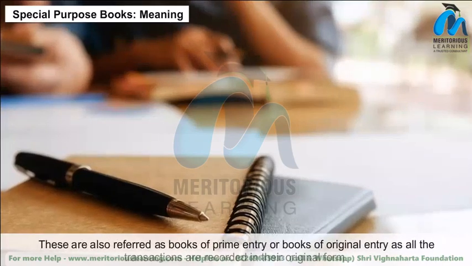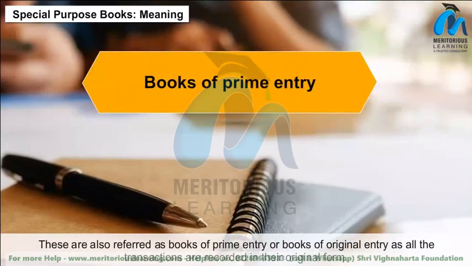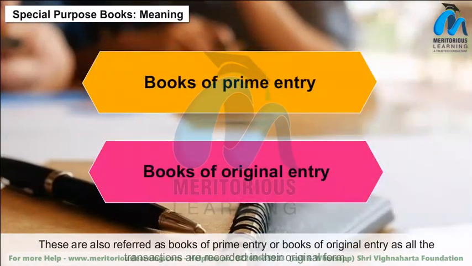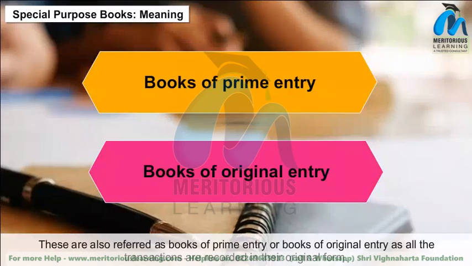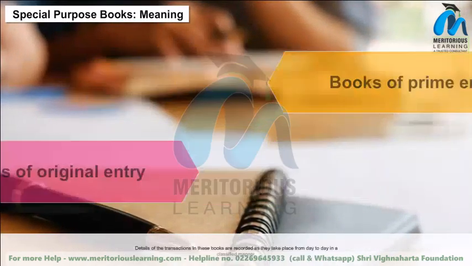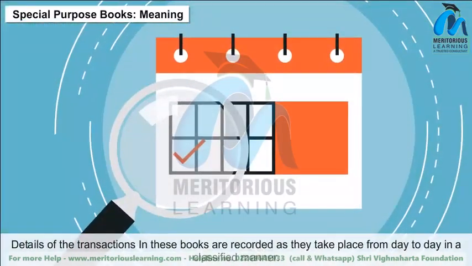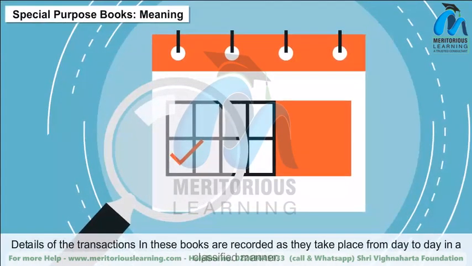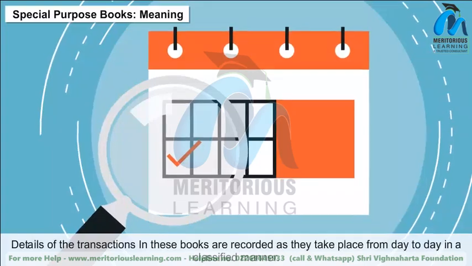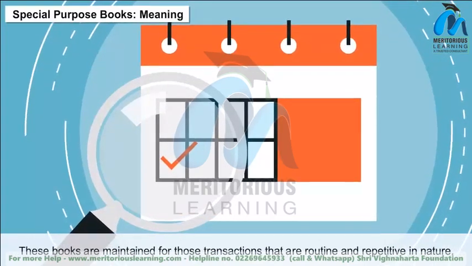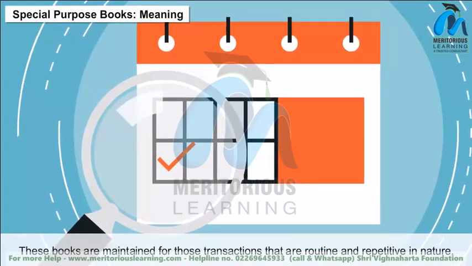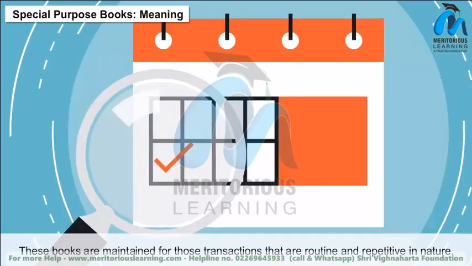These are also referred to as books of prime entry or books of original entry, as all the transactions are recorded in their original form. Details of the transactions in these books are recorded as they take place from day to day in a classified manner. These books are maintained for those transactions that are routine and repetitive in nature.